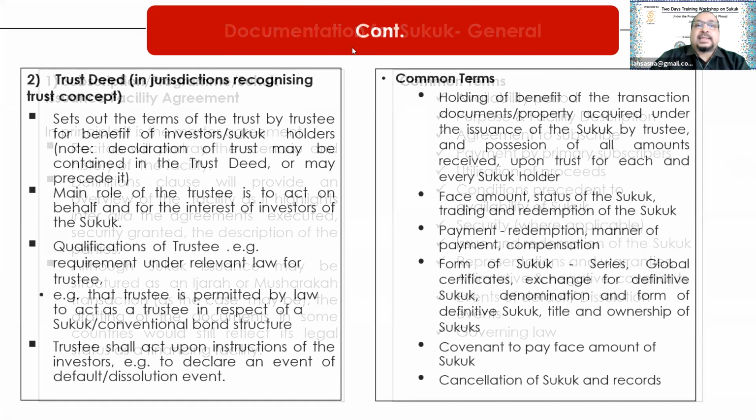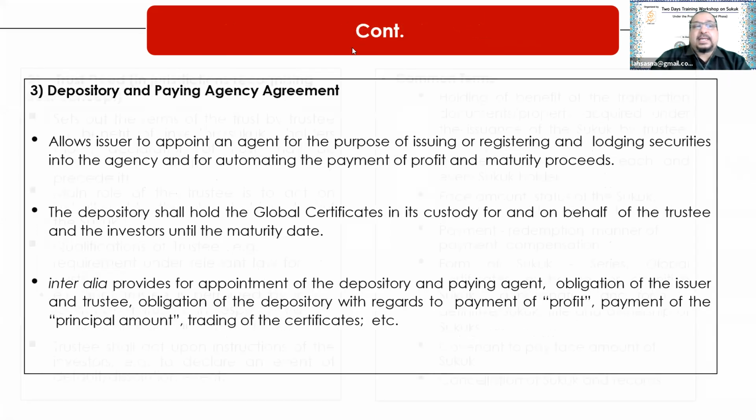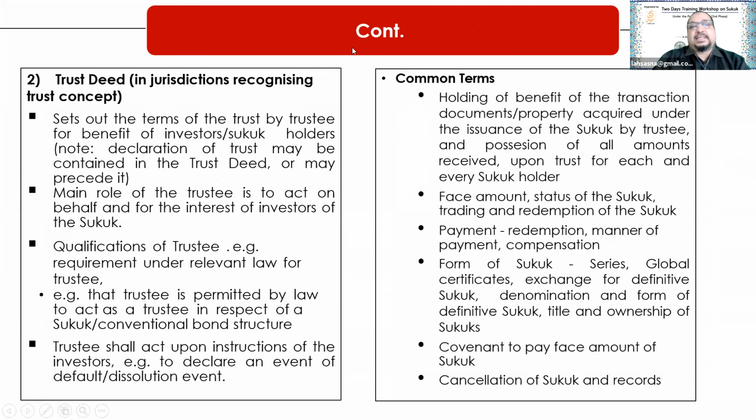The second document, which we normally call the trust deed, governs the trustee. Normally you have a declaration over the asset as a trust by the issuer in favor of the Sukuk holders, and that will be on the SPV that is created, managed and handled by the trustee. So we have such a document that you call a trust deed, that you may see in the documentation.